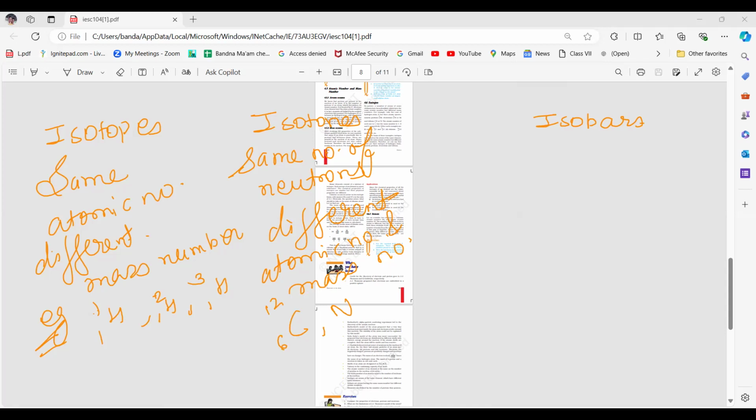Oxygen, better, I will take oxygen. Oxygen is 8, 16. So 16 minus 8 is 8. These are not different, and neutrons are not different. Wait a sec, I'm just thinking about this one.